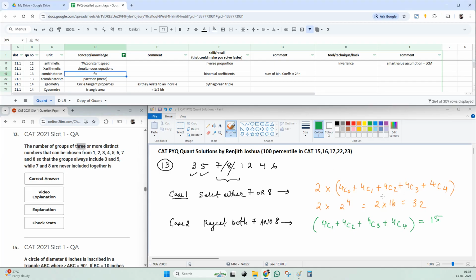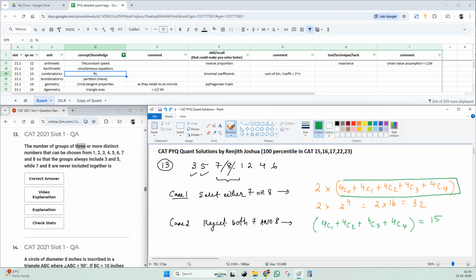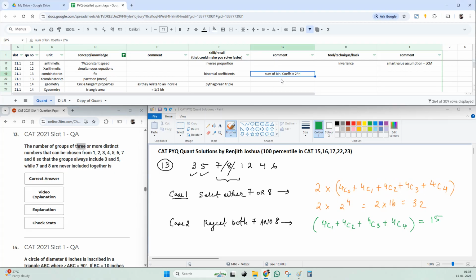And to get the value in that sum expression, this would save you some time. Sum of binomial coefficients is equal to 2 raised to n. So that's all you have in this question. We have two cases, MECE. Add them up, 32 plus 15, 47 is your answer.